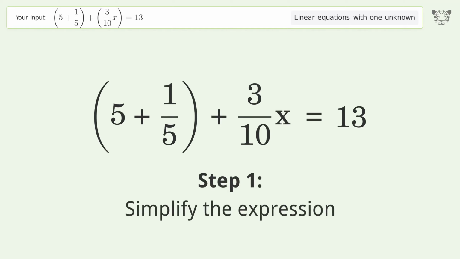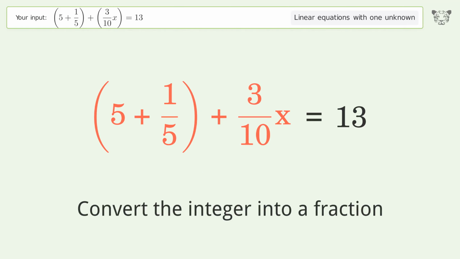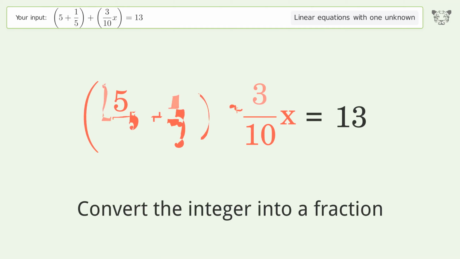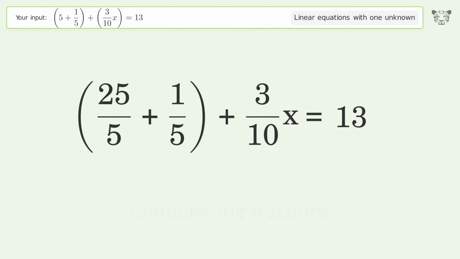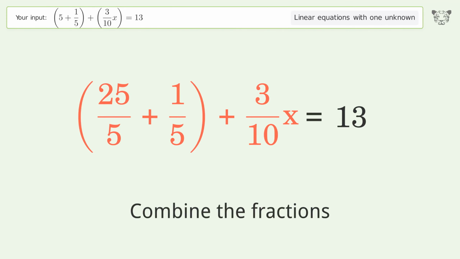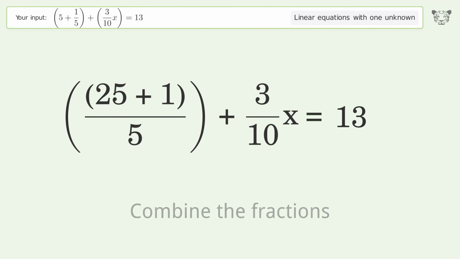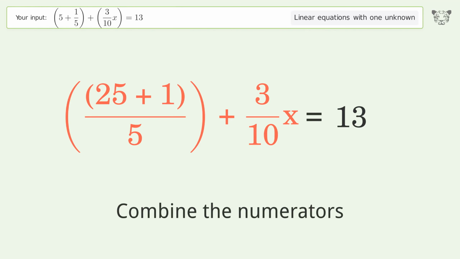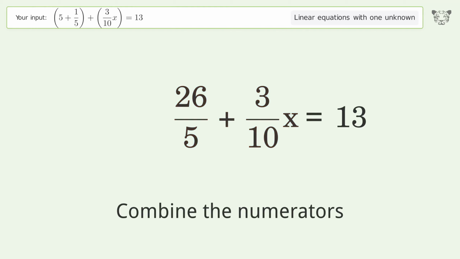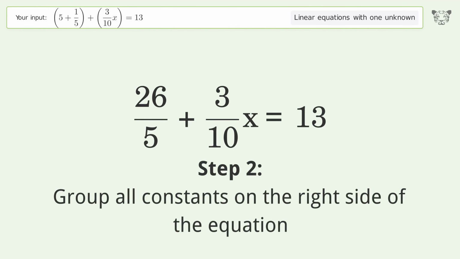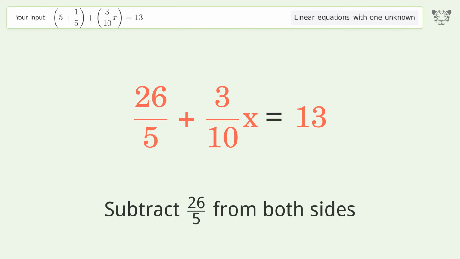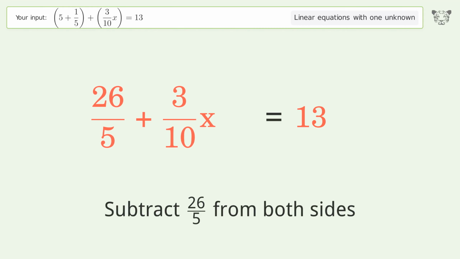Simplify the expression. Convert the integer into a fraction. Combine the fractions. Combine the numerators. Group all constants on the right side of the equation. Subtract 26 over 5 from both sides.